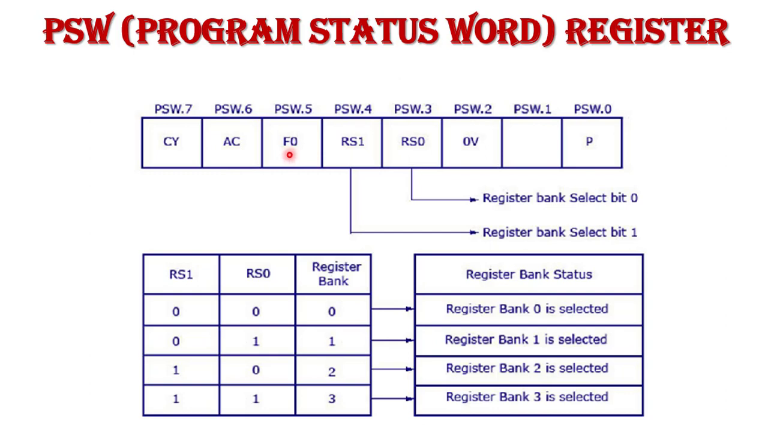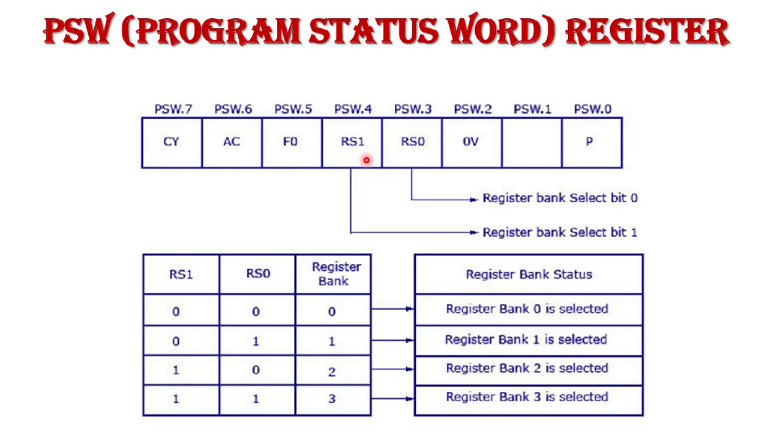Next is bit number 5. This is for F0, that is the flag 0 or user defined flag. Next are PSW4 and PSW3 bits. These two bits work together. These are register bank selection bits. Register bank, as I have already told, is a portion of the general purpose register area.